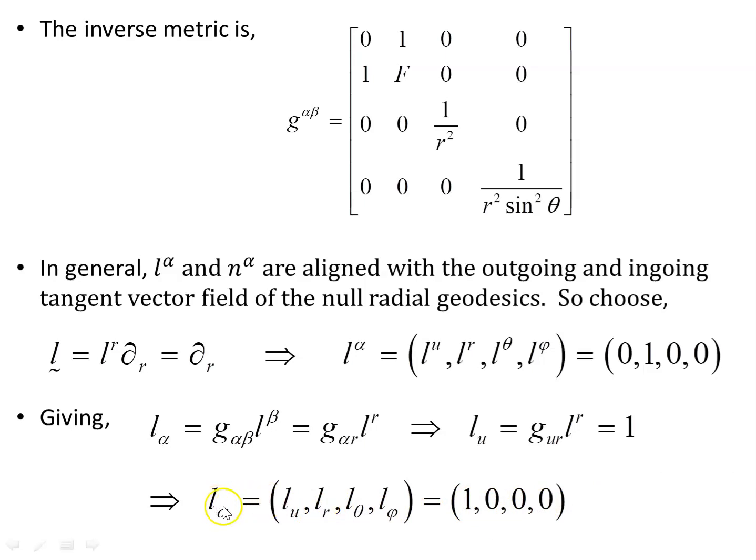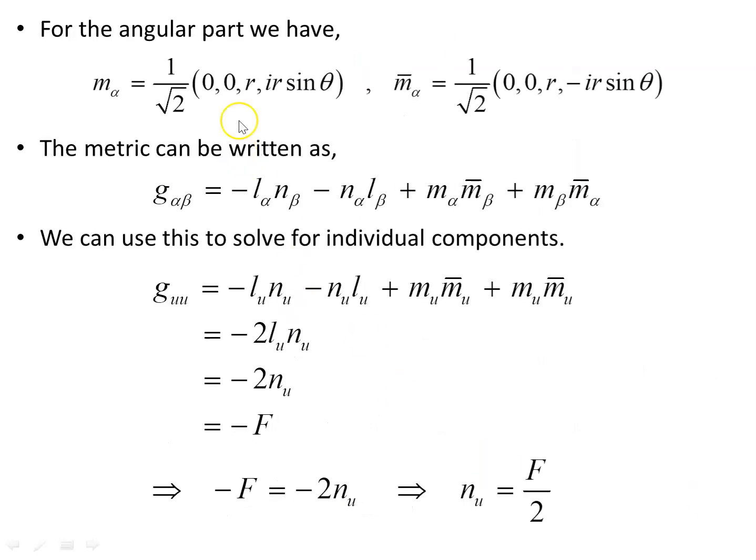And if you have a look at that, the scalar product l dot l will be this dotted with this, and you'll see that that is 0. So already we have a null vector. All right, next one. For the angular part, well, it's the same as the Minkowski metric. So we just use those null vectors, this one and this one.